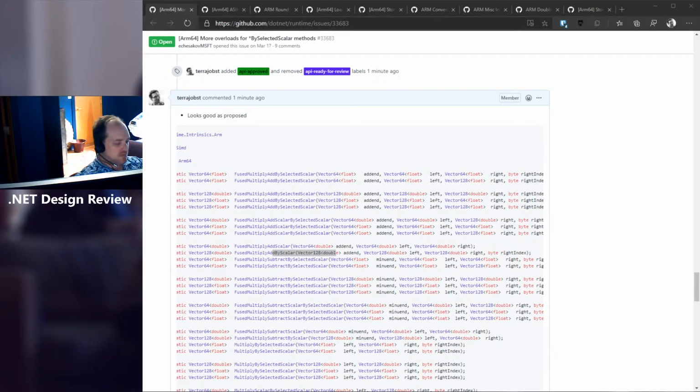Sorry, what was it? Just tell me again. Change vector 128 double right to vector 64 double right, and remove. Yes, it would be vector 64 double right, and then remove right index.